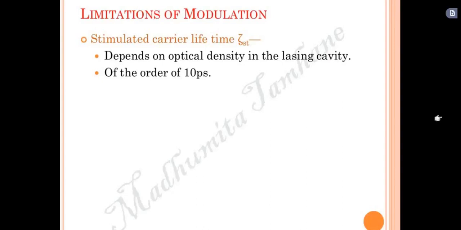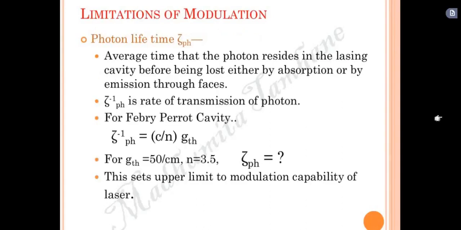That is what the stimulated carrier lifetime we are going to see in that particular range. That's the reason. It is also one of the factors that we are going to see for our spontaneous part. Similarly, the next limitation is the photon lifetime. So tau PH. What is this?